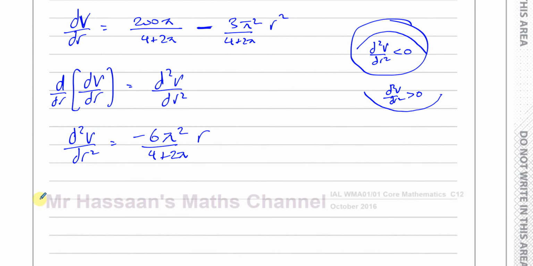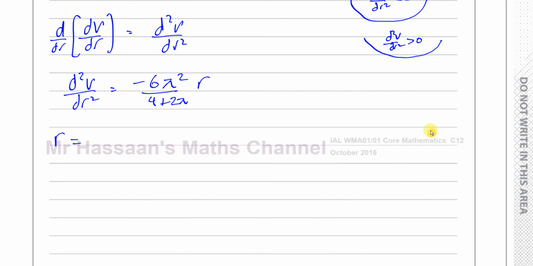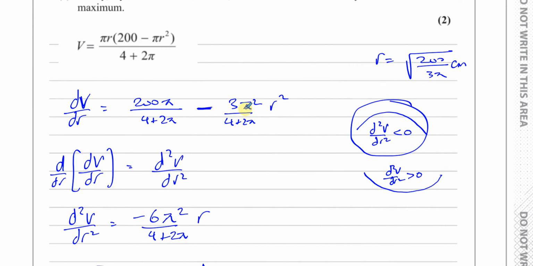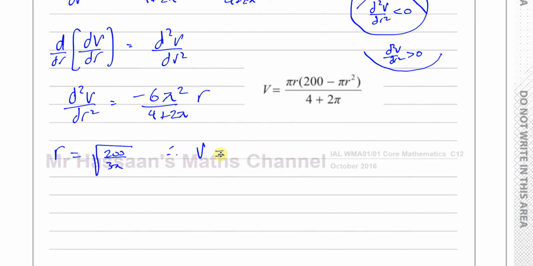Now we know that the value of r for which dV/dr was 0 was the square root of 200 over 3 pi. So we see what happens when we put this inside... sorry, no, I don't need this in here. We've got to put this inside the second differential. We've got to find out what happens to the second differential. Is the second differential going to be positive or negative for this value of r?